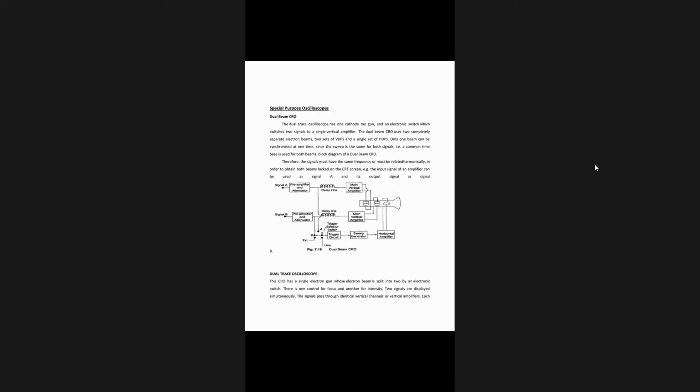Now the next is your special purpose oscilloscopes, which we were discussing. I told you that we study the special purpose oscilloscope. The first one is the dual beam oscilloscope. As the name suggests, dual beam. Basically this kind of oscilloscope consists of dual beam.